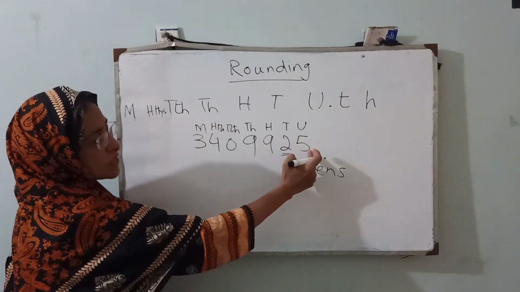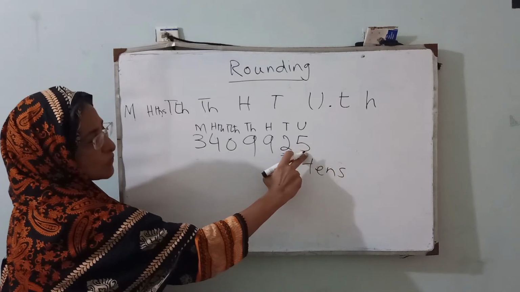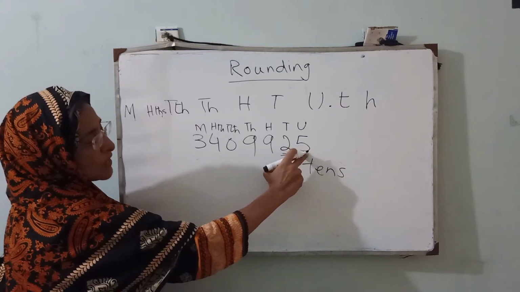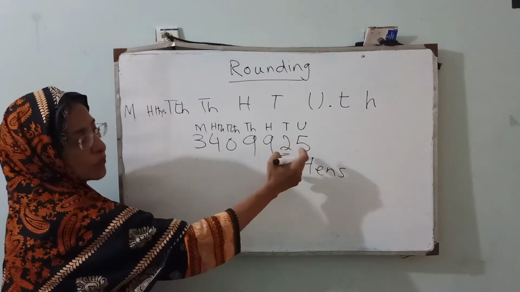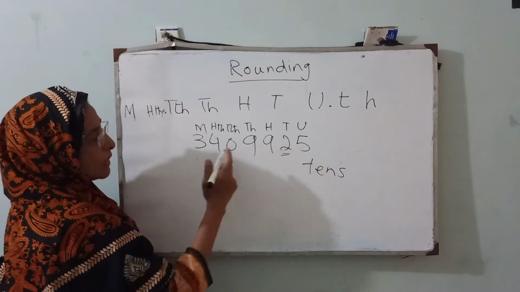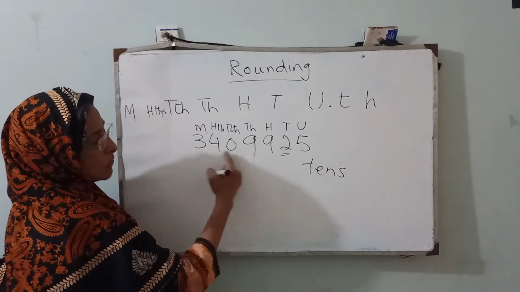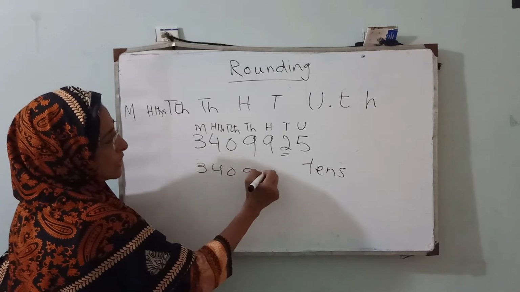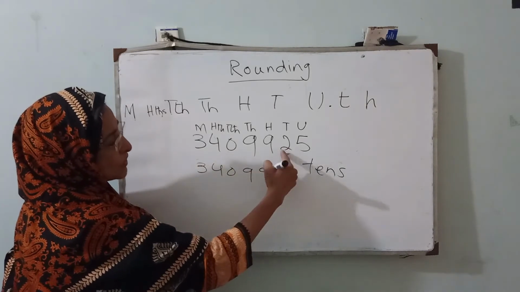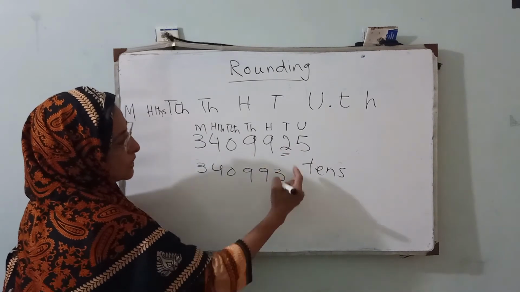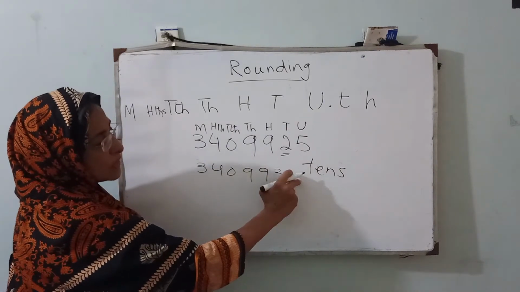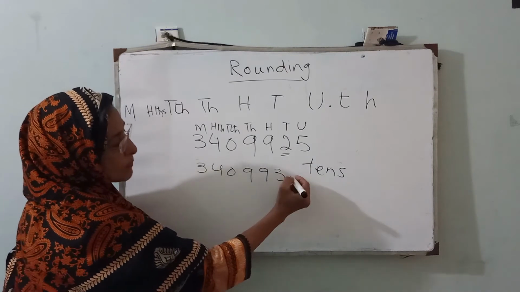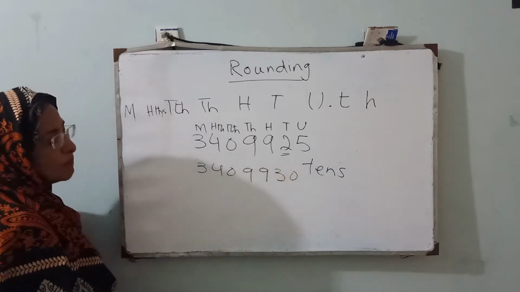Just see the number which is very next to it. This is 5. Because of this 5, I am going to add 1 to this 2, and these all digits I am going to copy as they are, 34099, and this 2 will change into 3. Since I have to complete the number till units, I am going to place a 0 here.